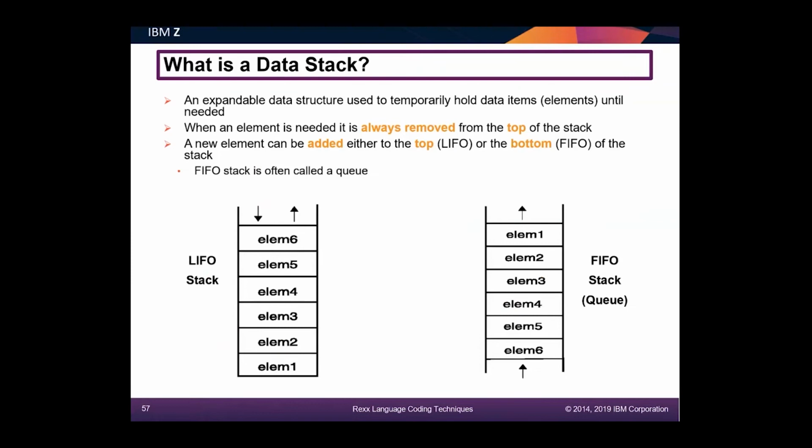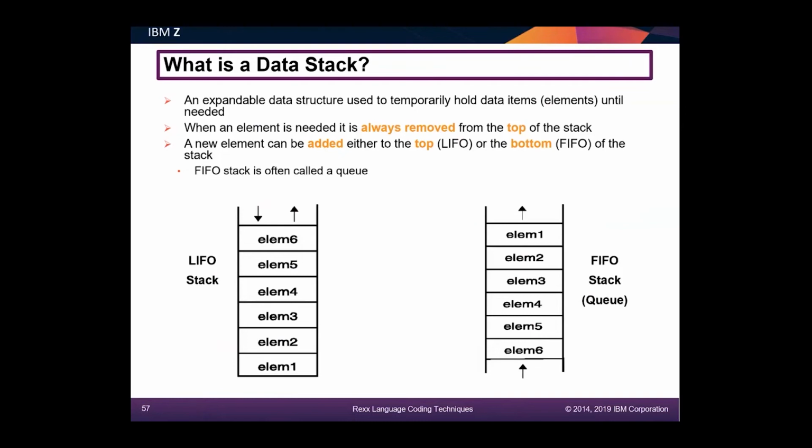So now let's talk about the data stack. So you can have two different types of stacks in Rexx. You can have the last in, first out stack, which means I'm putting things on the top and I'm taking things off the top. So the last thing I put on the stack is on the top. The first thing I take out is on the top. The FIFO stack, or first in, first out, is where you put things in at the bottom of the stack and you take things off the top of the stack. So some people would call this a queue. If you think of when you're lining up to do something, the first person in line gets processed, and if you join the line, you join at the end.